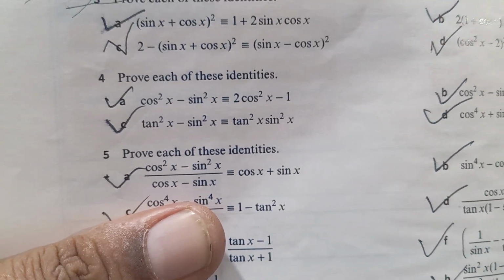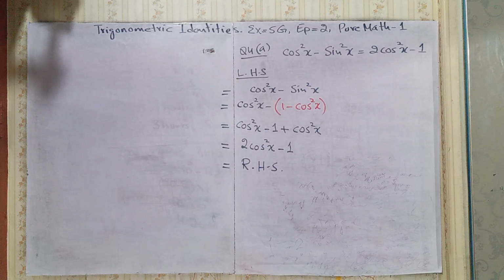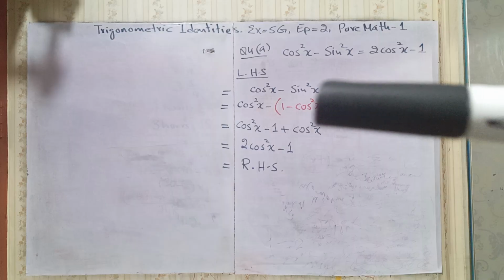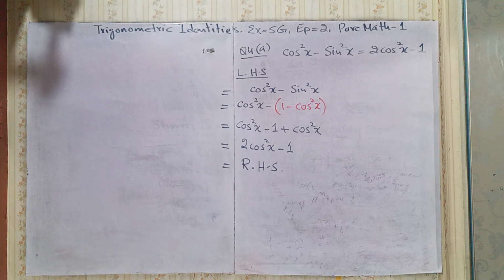Let me show you the question. The question number 4 a part, we have to prove each of these identities. The a part is cos square x minus sin square x is equal to 2 cos square x minus 1. So what I will do, I will take the left hand side, and that is cos square x minus sin square x.